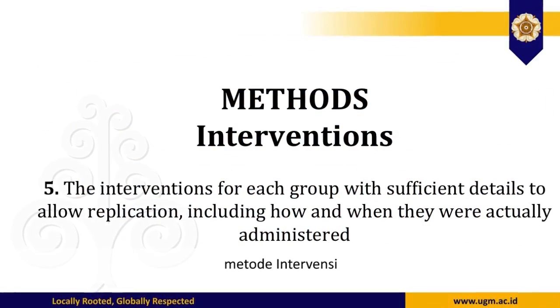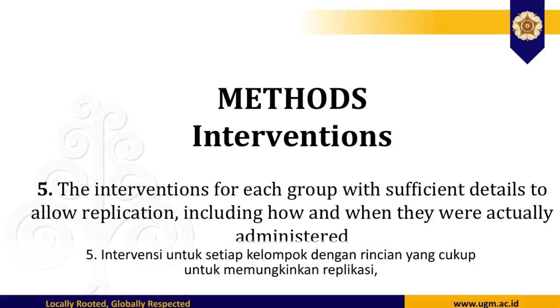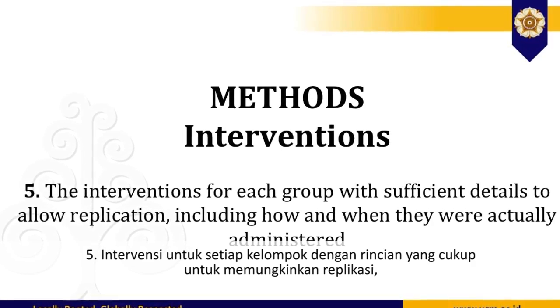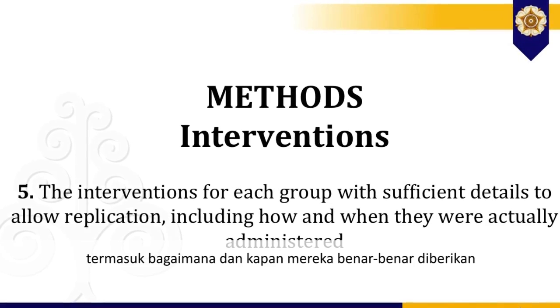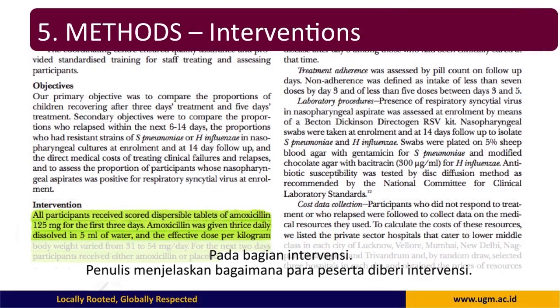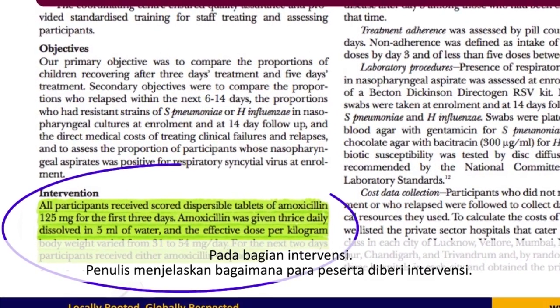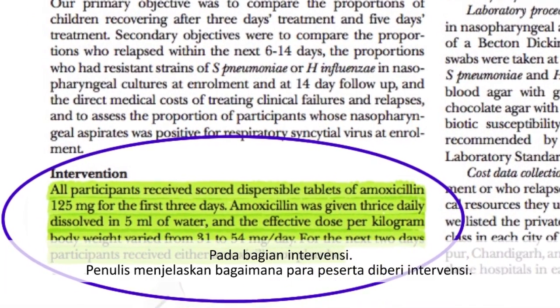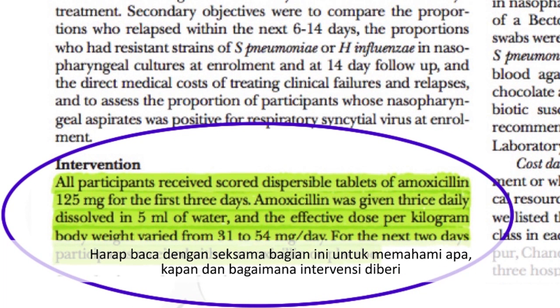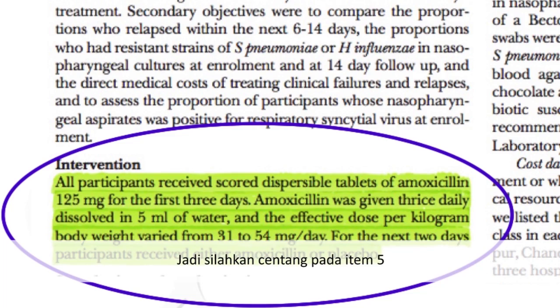Methods, intervention. 5, the interventions for each group with sufficient details to allow replication, including how and when they were actually administered. In the intervention part, the author explains how the participants were given the intervention. Please read this part carefully to understand what, when, and how the intervention was given. So please check off item 5.